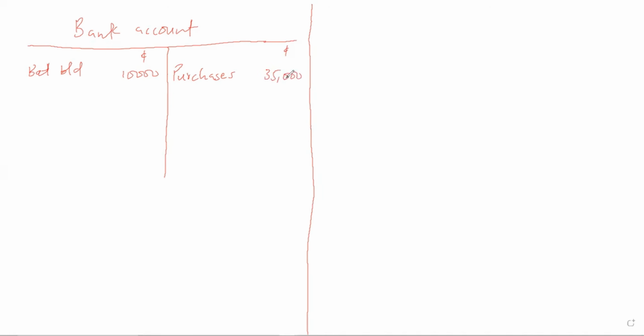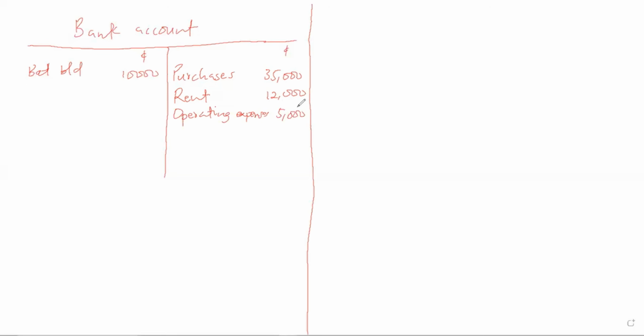Then when we look at the question again, we have rent paid by bank. If it was paid by bank, then it means it will be on the credit side of the bank account, which is 12,000. Then we have other operating expenses paid by bank. So we have operating expenses, which is 5,000.